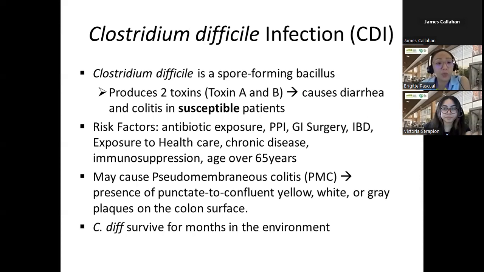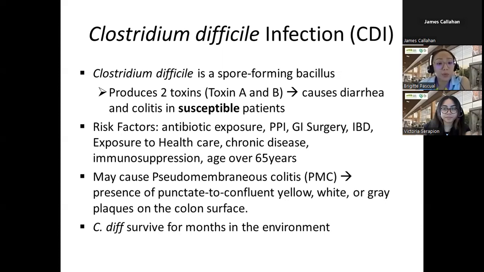Risk factors for acquiring CDI are antibiotics exposure, use of proton pump inhibitors, those who underwent a GI surgery, those residents who have inflammatory bowel disease, exposure to healthcare, chronic immunosuppression, and the age of over 65 years.